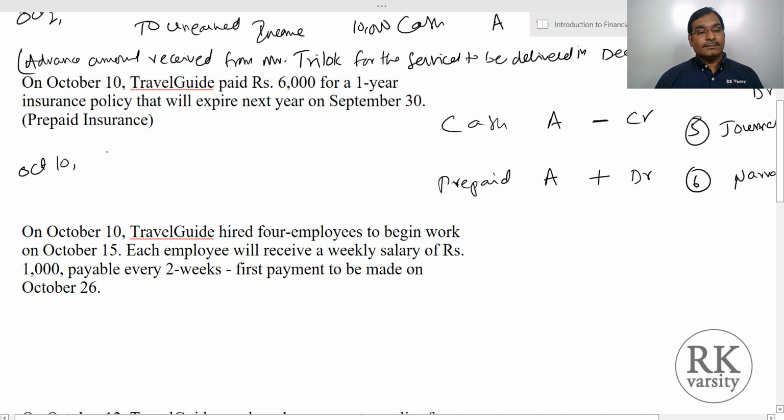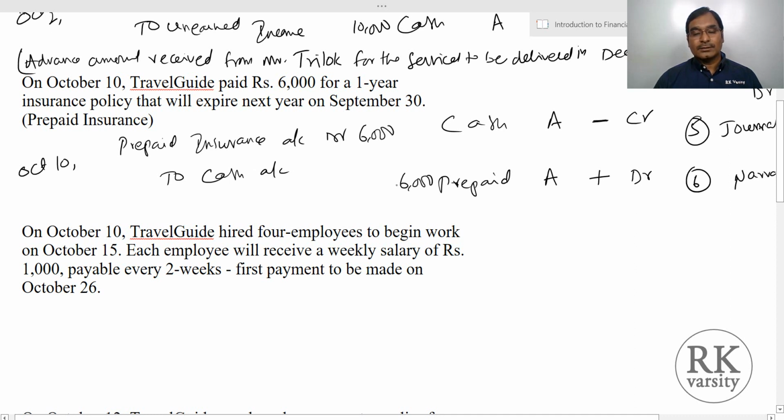October 10. Then what is the debit? Prepaid insurance account debtor to cash account. And how much is the amount? Rupees 6,000. And now here we write a narration saying that insurance paid in advance for next 12 months. So this is a narration.